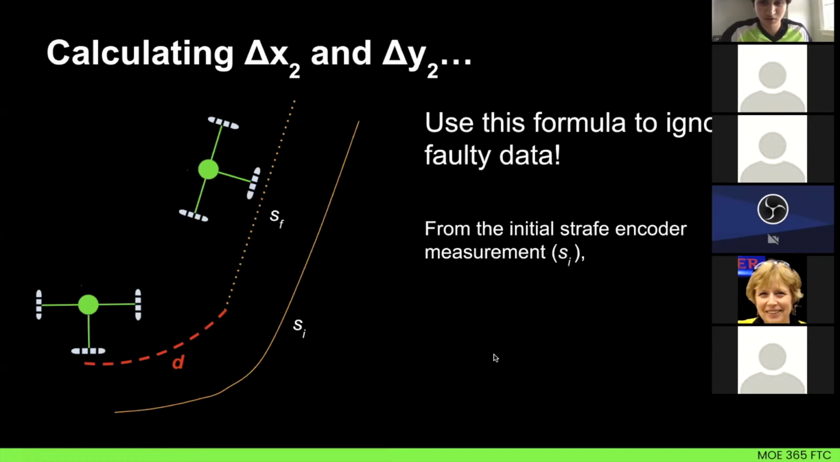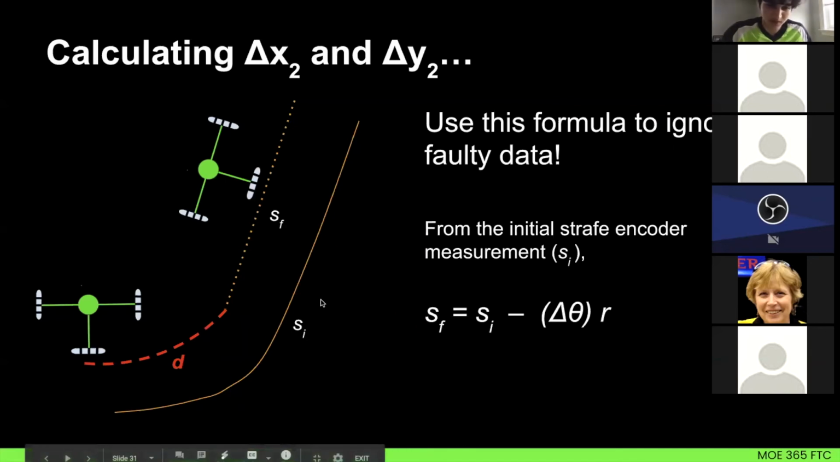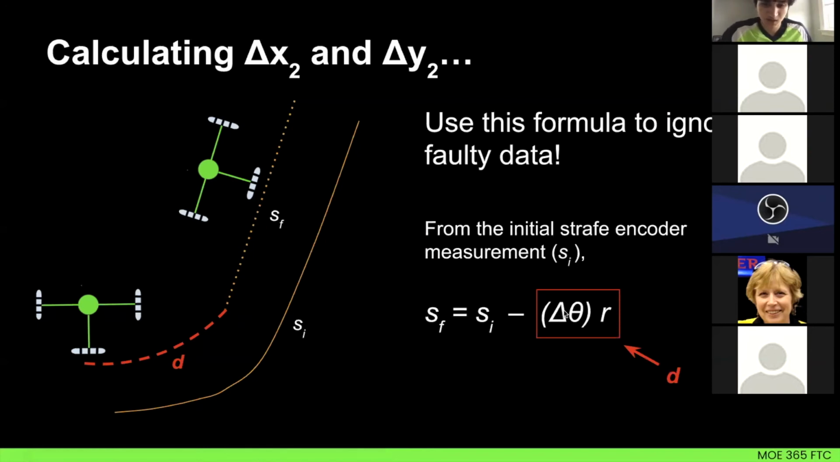So we're going to use this formula to ignore faulty data. From the initial strafe measurement SI, which is represented by this solid orange line here, which includes the bad data that we don't want, we want to subtract away the bad data. So we plug in that bad data formula, delta theta times r, remove that amount from the initial strafe encoder measurement Si, and we produce the good data, the data that's useful for us, SF, or the final strafe encoder measurement.